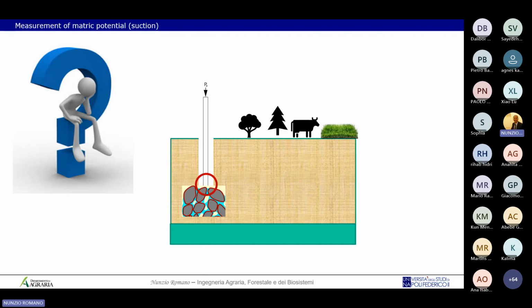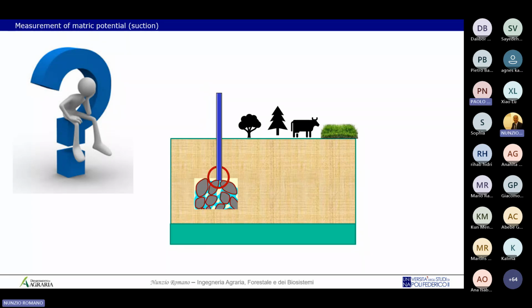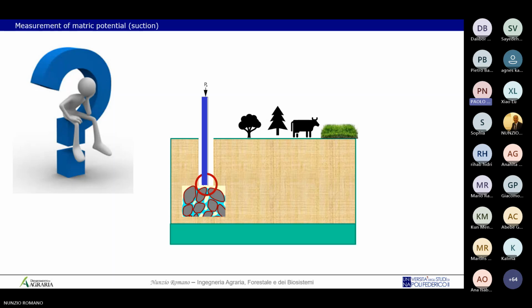No answer? Paolo? No answer? Walter says nothing happens. We haven't reached the saturated zone. Pietro says water exchanges with the air in the pores. Felipe says atmospheric pressure difference. David says negative pressure will suck the water in. Okay, Felipe, you are close, but you didn't win.